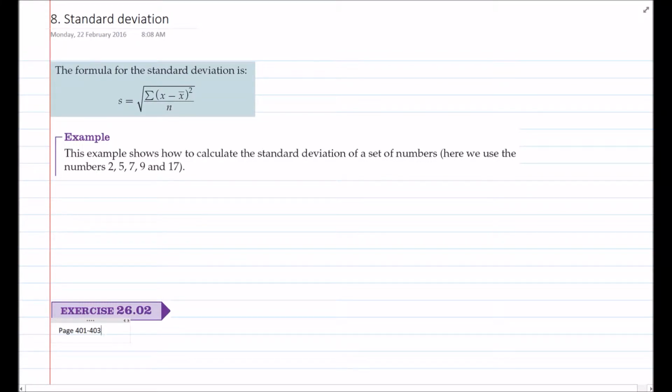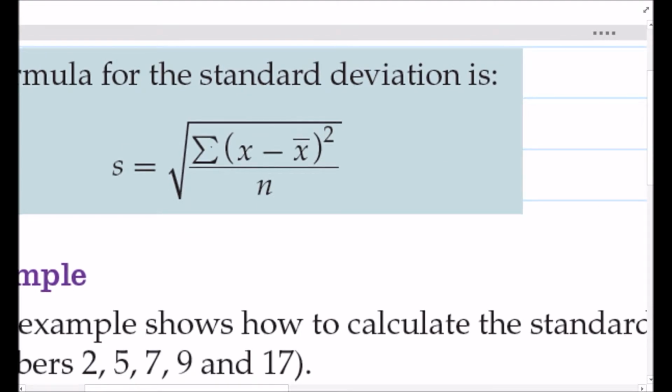Hi everyone. In this video we're going to look at the standard deviation, so the formula that I've circled here, and looking in particular at this example with these numbers. So first of all, let's have a closer look at the equation.